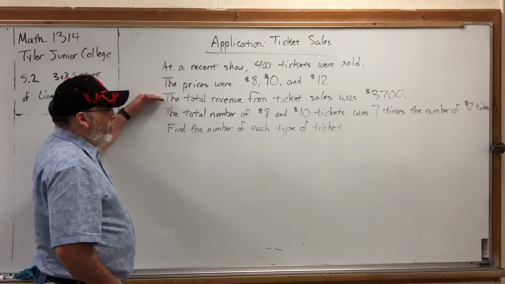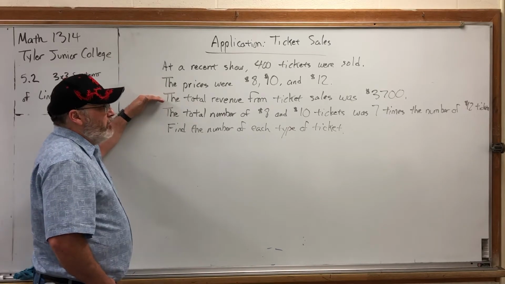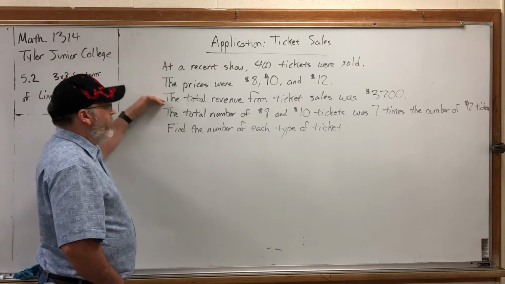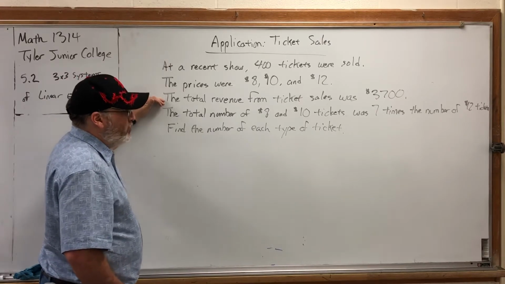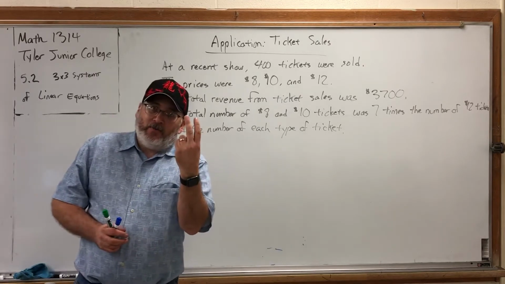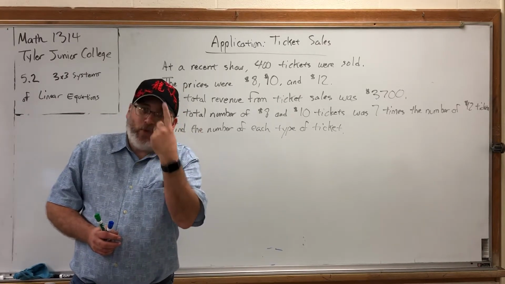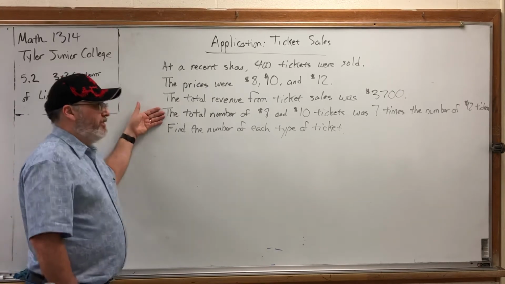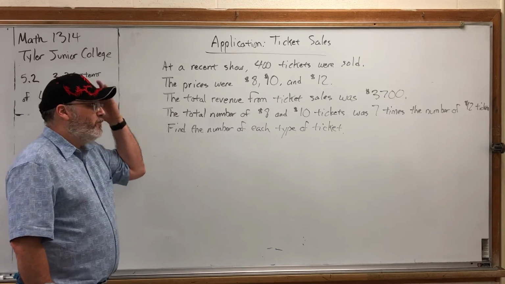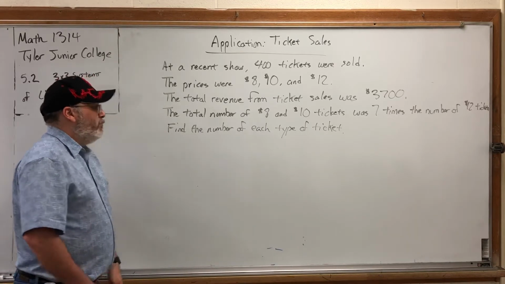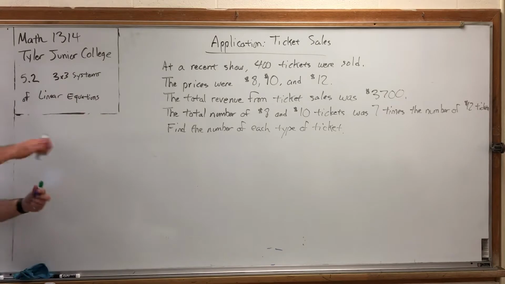If we stopped here, we would have two relationships between the tickets. Number one, the total was 400. Number two, the total revenue was 3,700. I can only make 2 equations from that, but I have 3 variables, which means I need 1 more equation. The total number of $8 and $10 tickets was 7 times the number of $12 tickets. There's my 3rd equation. Find the number of each type of ticket. This isn't nearly as hard as it seems.